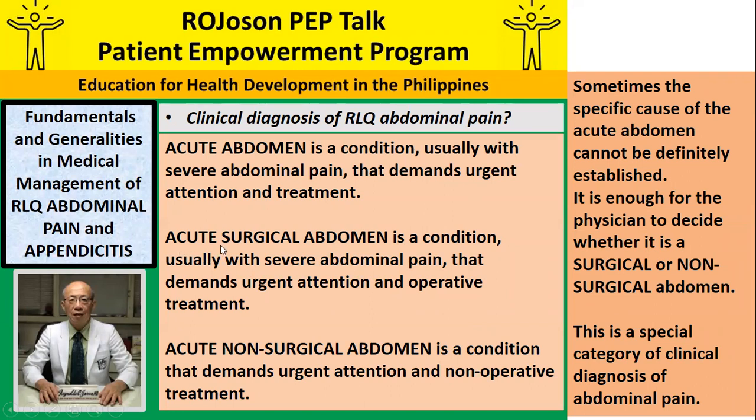So when you say acute surgical versus acute non-surgical, the pain is severe, but in acute surgical, it has to be operated on right away. Okay, the abdomen has to be operated on right away. If it's non-surgical, there is severe pain, but the physician makes a diagnosis, no, it's not a surgical abdomen, it's non-surgical, then you don't have to operate. Okay? So you just give medicine to relieve the pain.